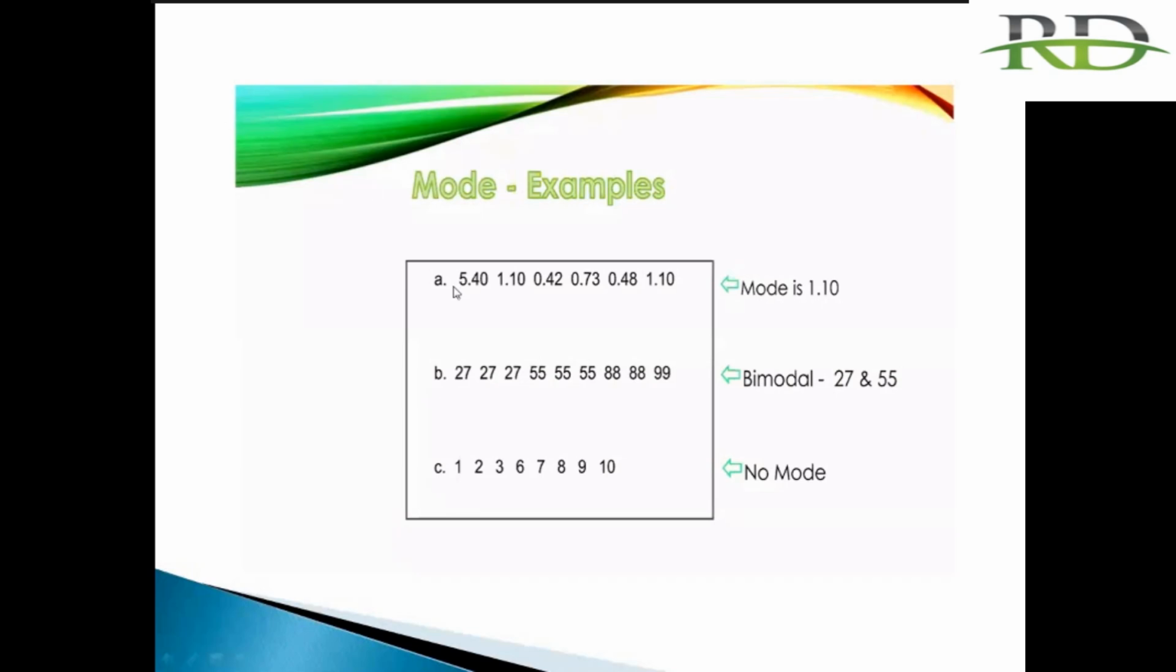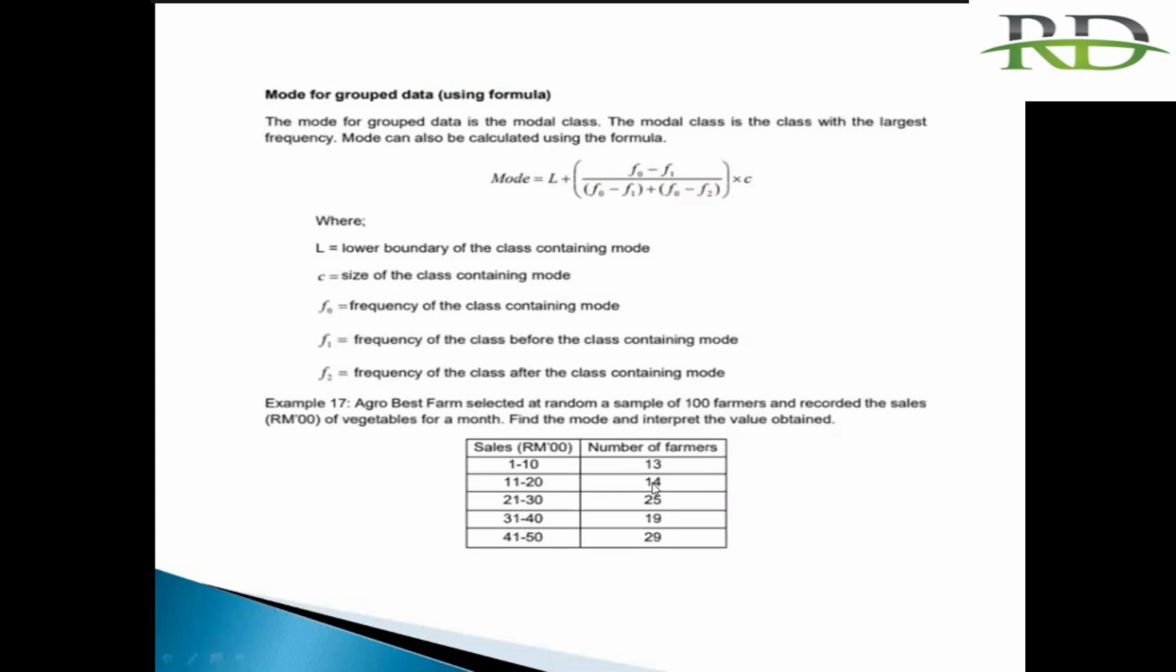See here, we have seen that the mode is 1.1 because it comes 2 times. And here 27, 27, 27, 55, 55, 55, and 88, 88, 90. So 27 and 55, there are 2 modes. And see here, it has no mode because there is no repetition of any number. Now this is for the grouped data case.